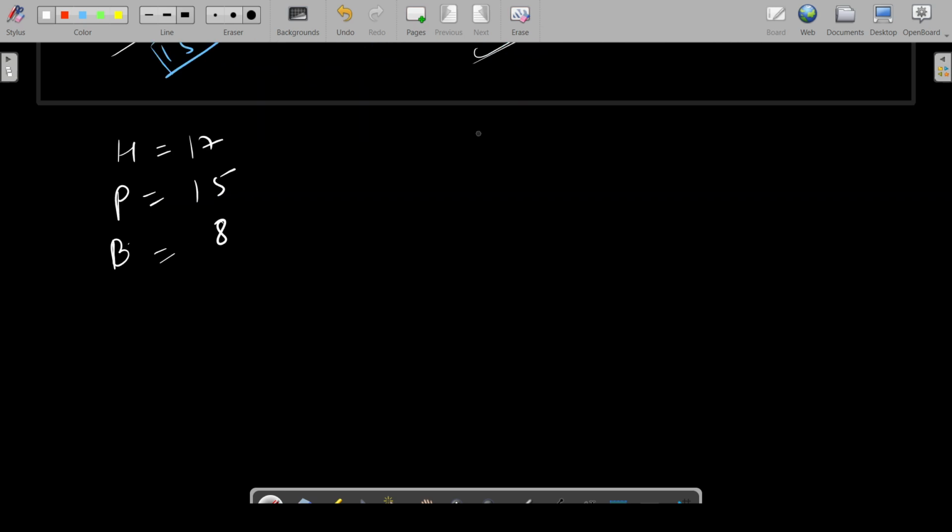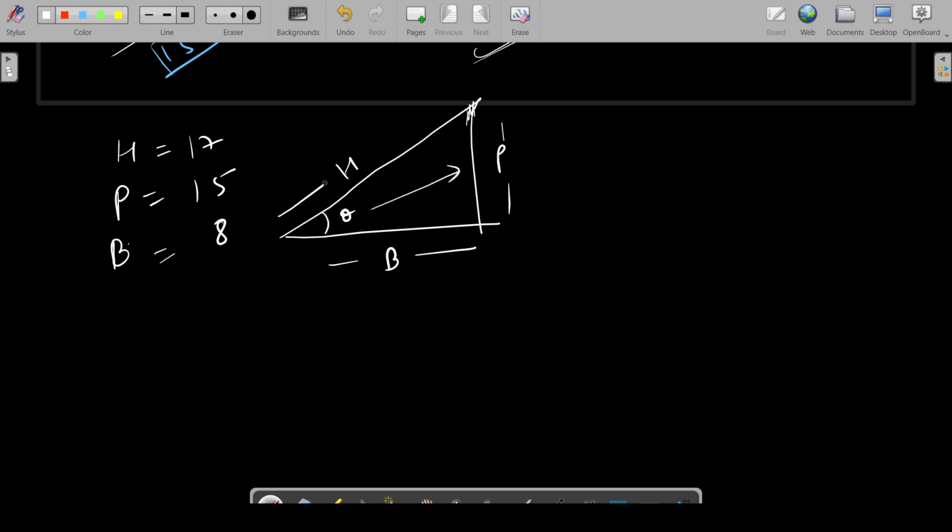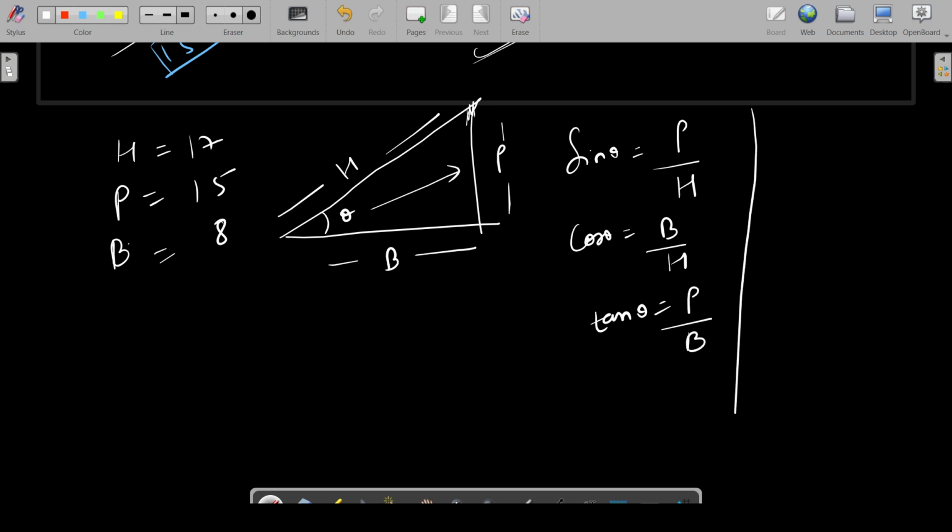So let me draw again a right angle triangle. Let me put here theta. This is my perpendicular, this is my base, and this is my hypotenuse. Now if I talk about sine theta first, sine theta is perpendicular upon hypotenuse, correct? Cos theta, we already know, is base upon hypotenuse. And tan theta is perpendicular upon base. Now if we take the reciprocal of sine theta, cos theta, tan theta, then we get the remaining three trigonometric ratios, correct?